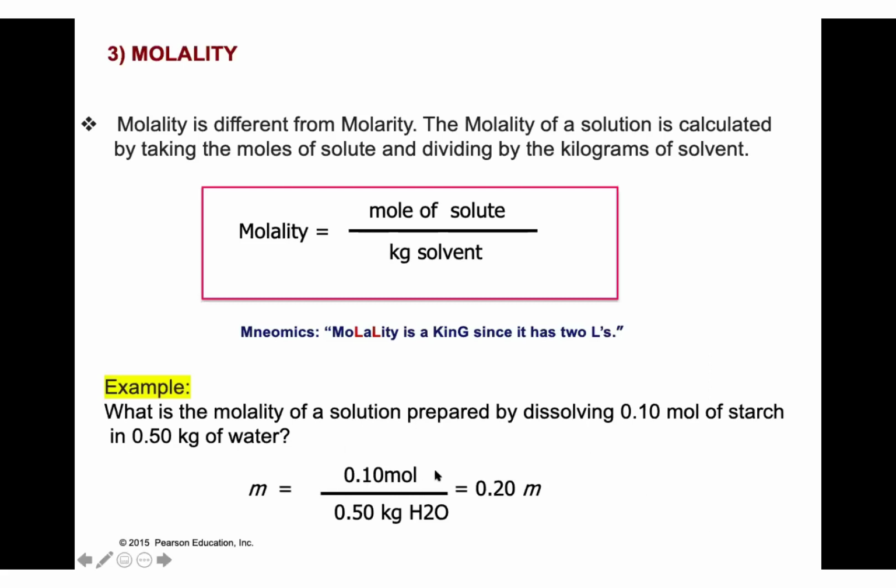So we're going to put the moles here and divide by the kilograms of water. You put the solvent here, and that would be 0.20. The unit is italic m, molal. We call it molal, 0.20 molal. Make sure you follow the sig fig rule here.